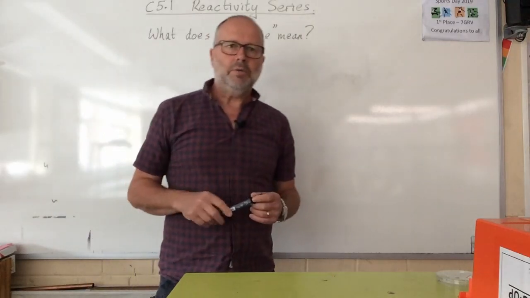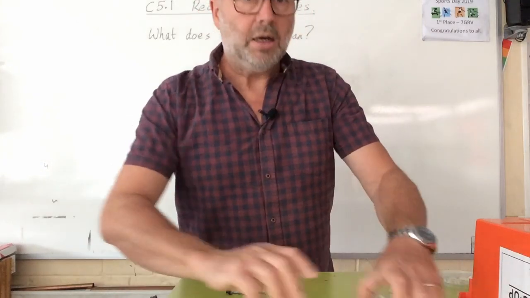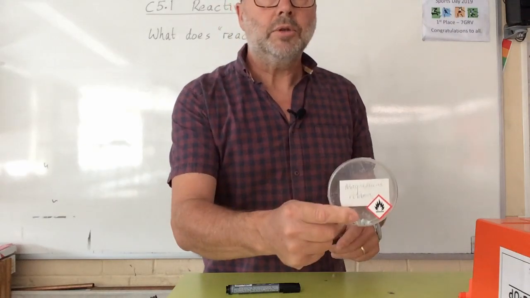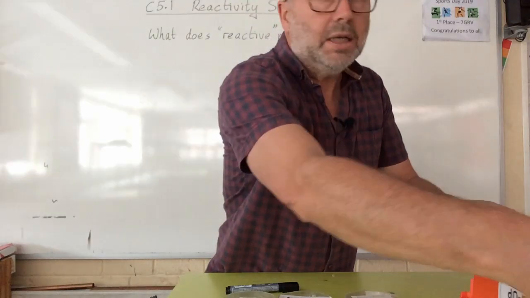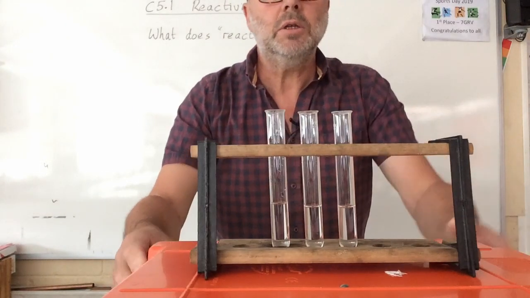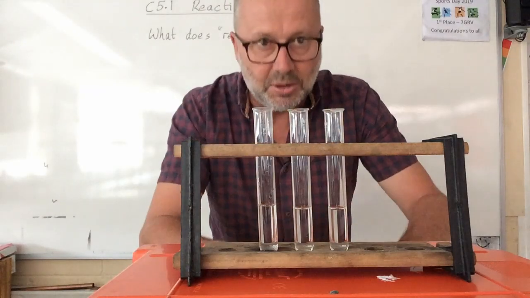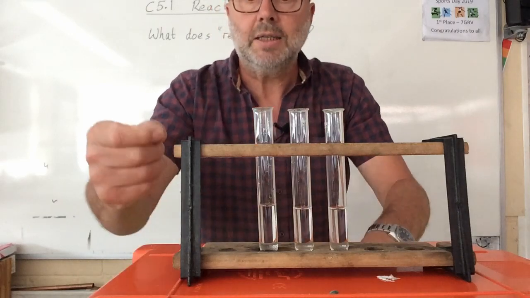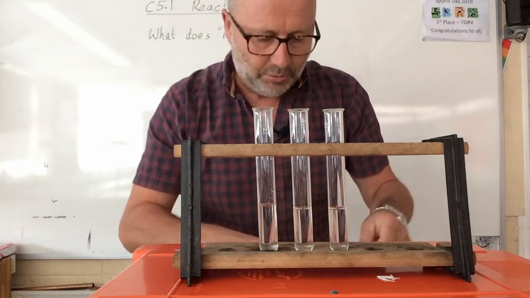So what I've got here, I've got three metals. I've got some zinc, I've got some aluminium, and I've got some magnesium. Now these all have different levels of reactivity. Now remember, I've not told you what reactivity means yet. In these three test tubes here, I have got some hydrochloric acid, and I am going to put a piece of metal in each one.